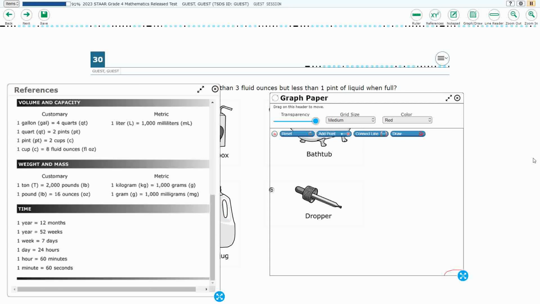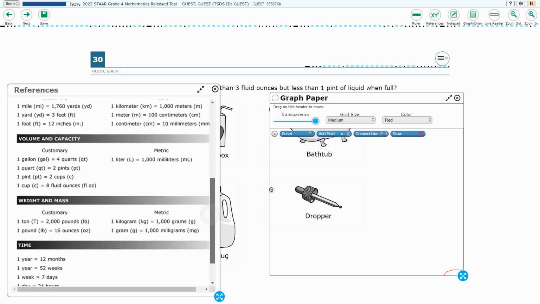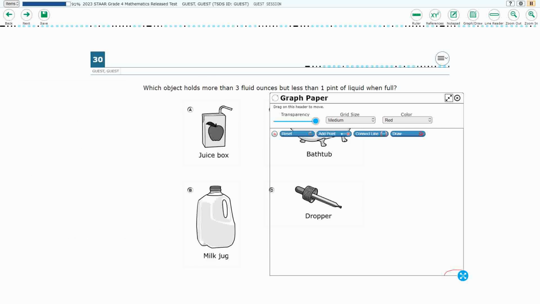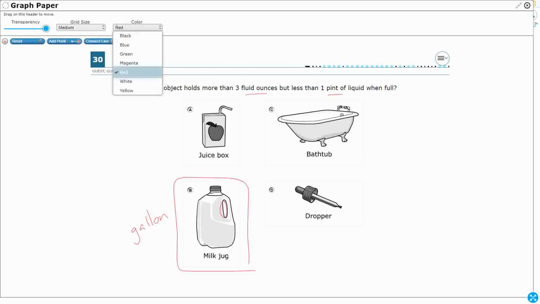So what do we have? We've got a gallon equals 4 quarts, 1 quart equals 2 pints, 1 pint equals 2 cups, and 1 cup equals 8 fluid ounces. That's a lot there, so let's write that down here. We'll keep that in mind. That's going to help us figure this out.